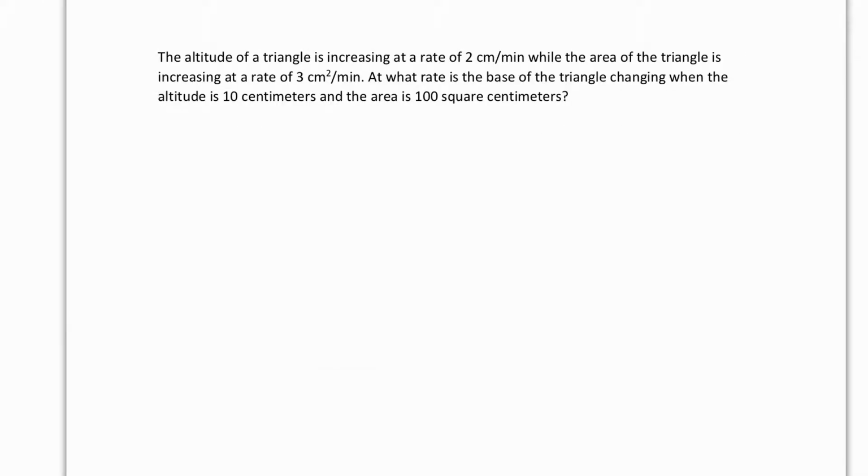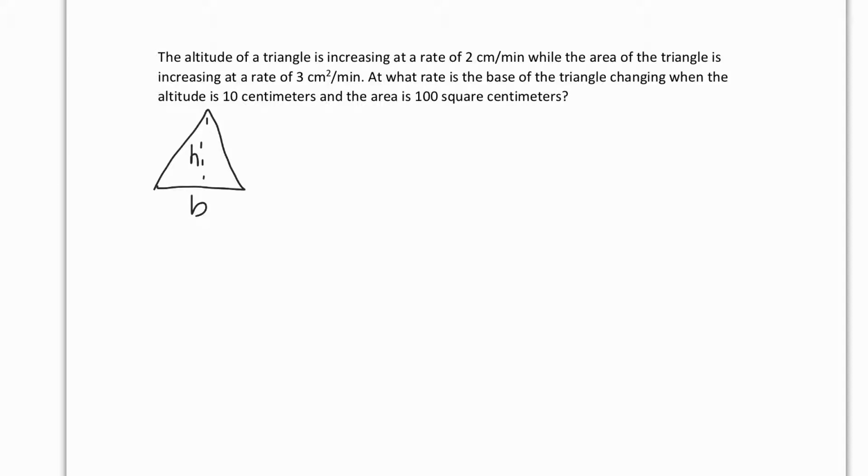The altitude of a triangle is increasing at a rate of 2 centimeters per minute, while the area of the triangle is increasing at a rate of 3 centimeters squared per minute. At what rate is the base of the triangle changing when the altitude is 10 centimeters and the area is 100 square centimeters? Okay, we've got a triangle here. And they're telling us something about the altitude, usually called height. And they also said something about the base there, so I'll label this as B.